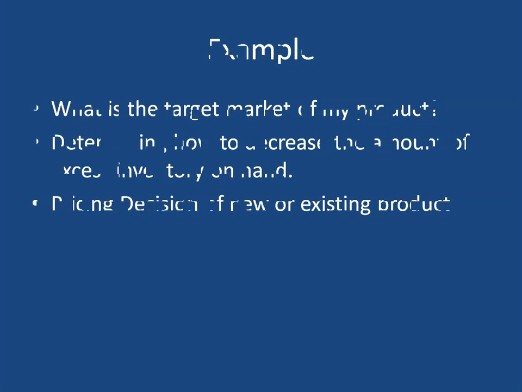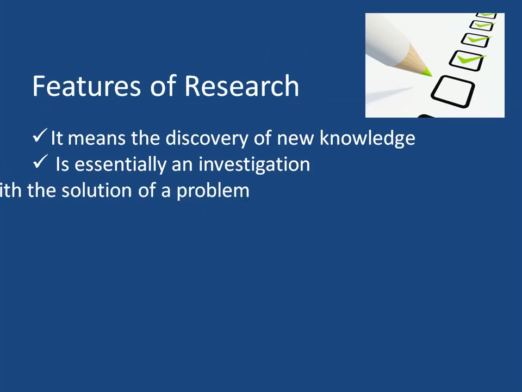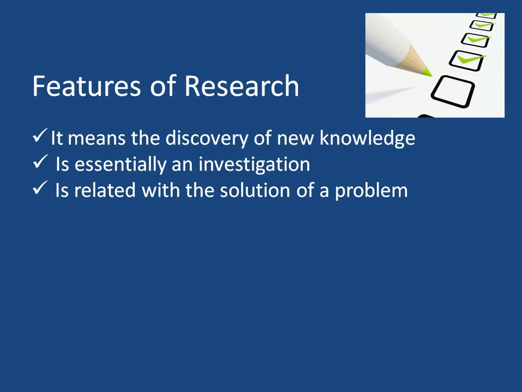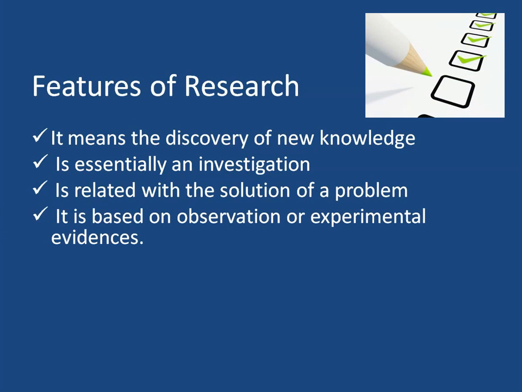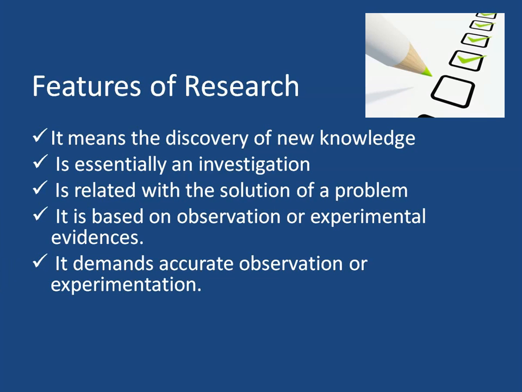Now we discuss various features of research. As discussed earlier, research provides new knowledge. It is an investigation. It is related to the solution of a problem, or we may say a business problem for business research. The conclusions are made on the basis of observation or experimental evidence. It requires the highest possible accuracy in data collection, that is, observation and experimentation. And finally, the most important feature of research is that results must be recorded and reported carefully.